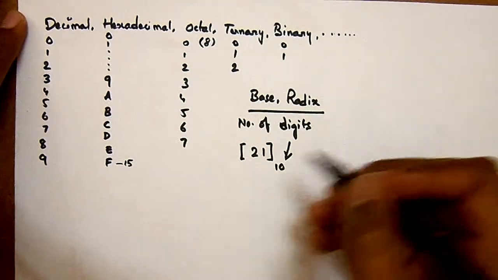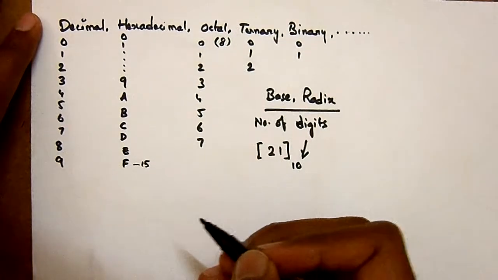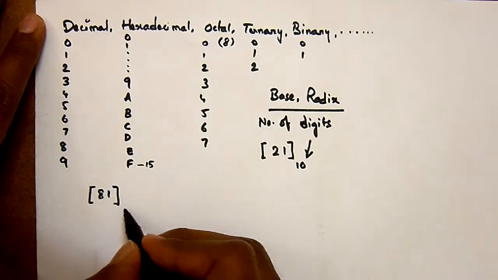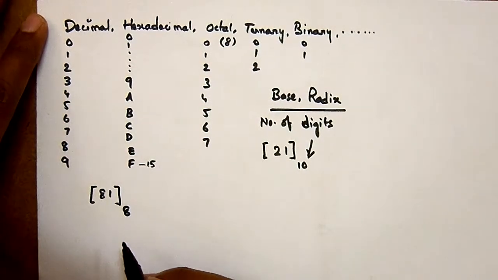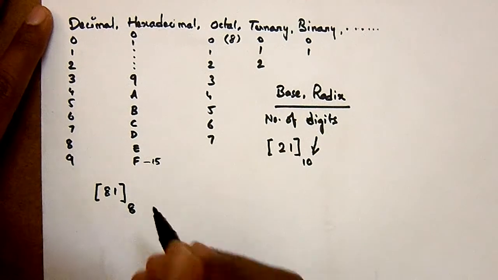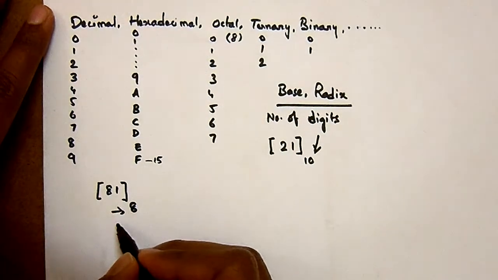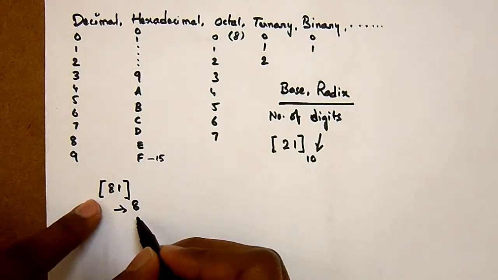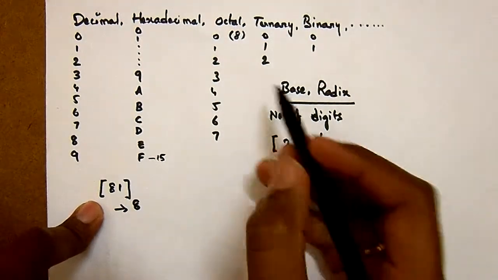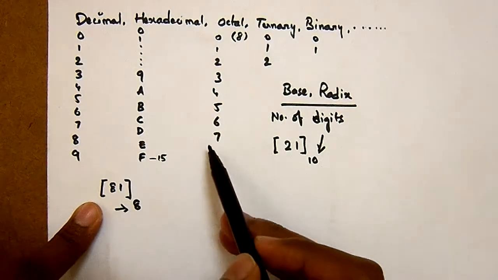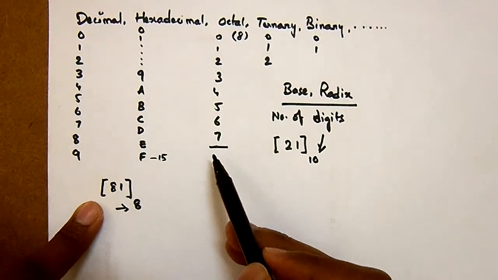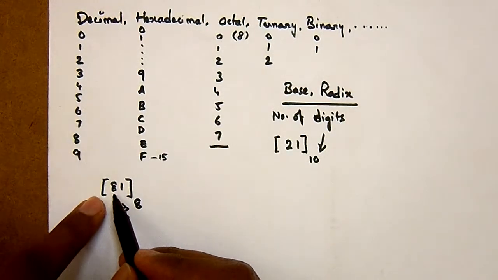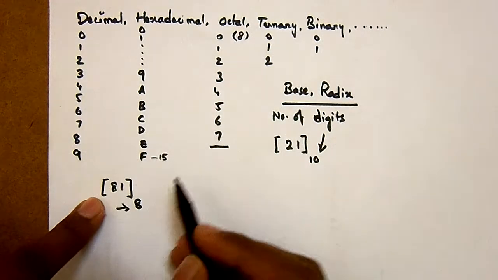So if we are representing something like 81 and we write base 8, so basically we mean that it is an octal number system. The number of digits that we are using in that octal number system is only 8 digits. So 0, 1, 2, 3, 4, 5, 6, 7 are the digits that we are using in octal number system. So this is a wrong value actually. We should not see 8 when we are using octal number system.